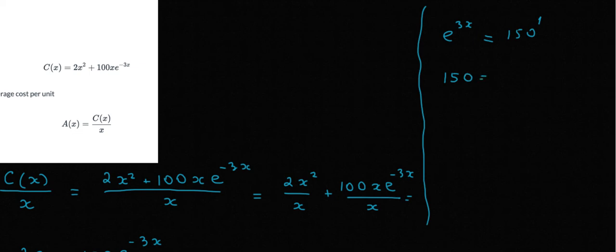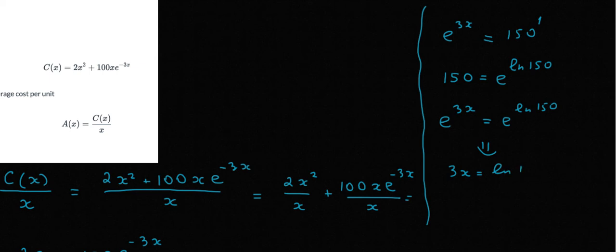Now, by definition of logarithms, 150 is e raised to the power natural log of 150. And so what we get is e to the power 3x equals e to the power natural log of 150. And now you see the base on the left-hand side and the right-hand side of this equation is the same. The powers are the same, therefore the exponents must be the same.